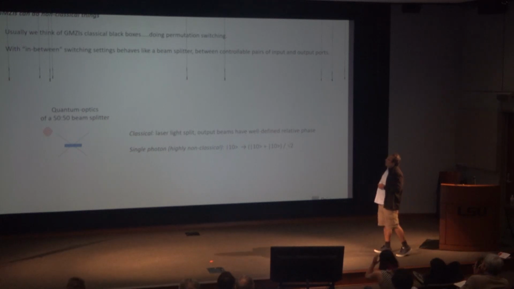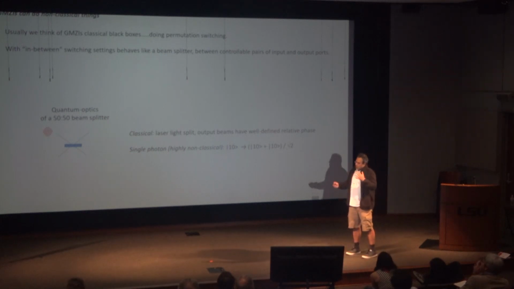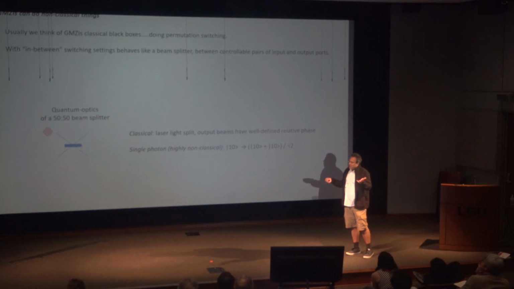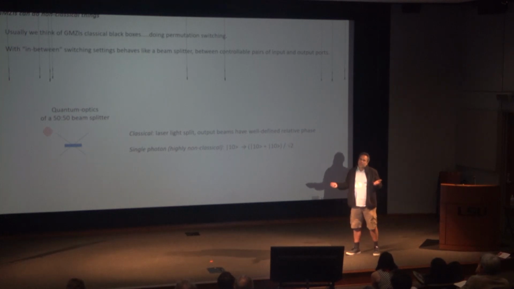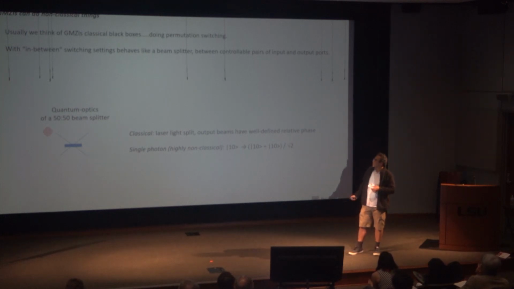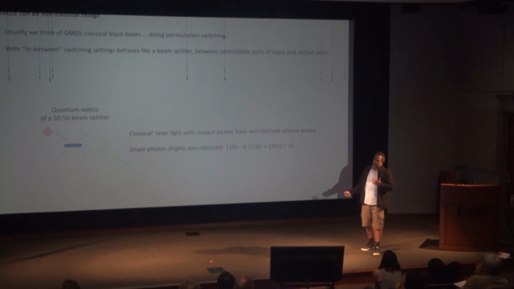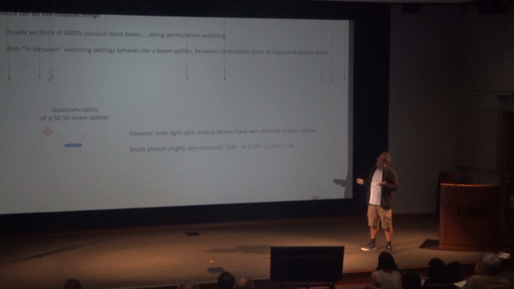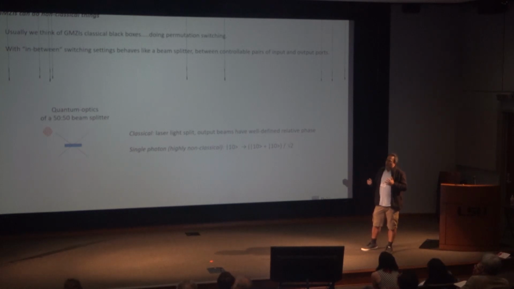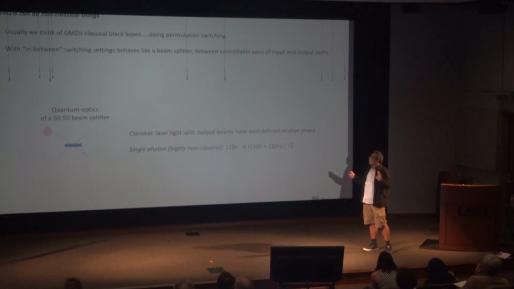Another observation is that these switching boxes, as I've presented them so far, are very classical objects that do permutations. But there are some more interesting things that you can do. If you take a GMZI and do half settings, you can make your GMZI behave like a reconfigurable beam splitter, where you can fix sets of inputs and output ports.